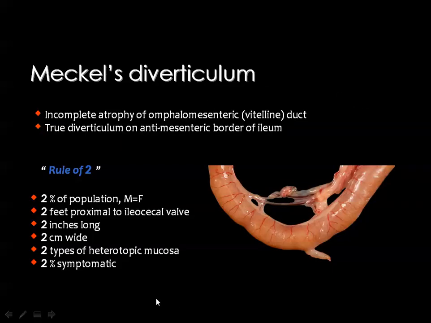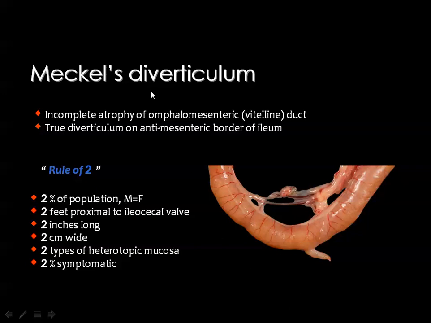especially if the diverticuli are large. Then this is one of the special diverticuli in the small bowel, which is known as Meckel's diverticulum, and it represents incomplete atrophy of the omphalomesenteric or the vitelline duct. And this diverticulum is present on the antimesenteric border of the ileum. You can see this is the mesenteric border and this is the antimesenteric border.